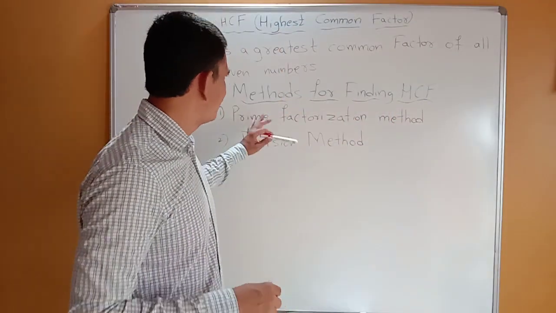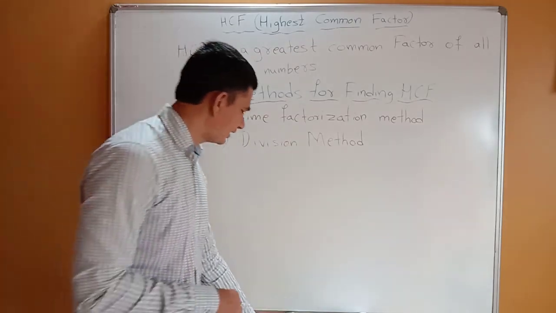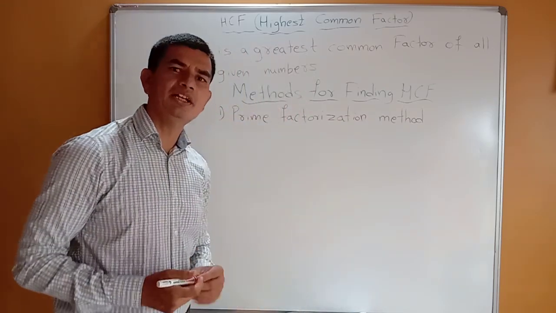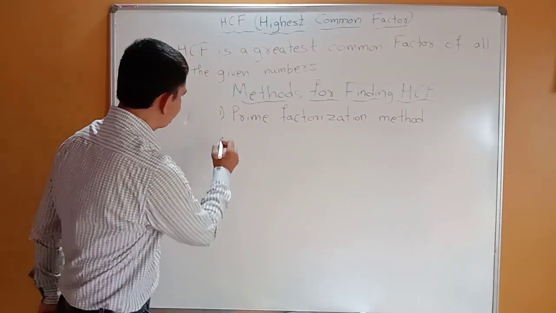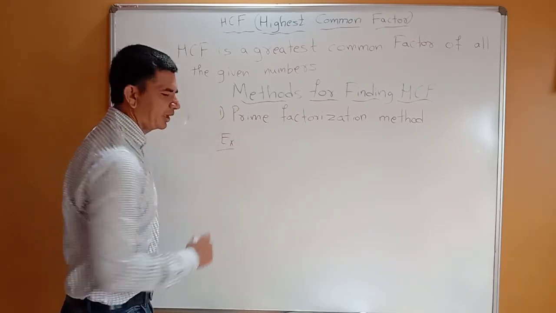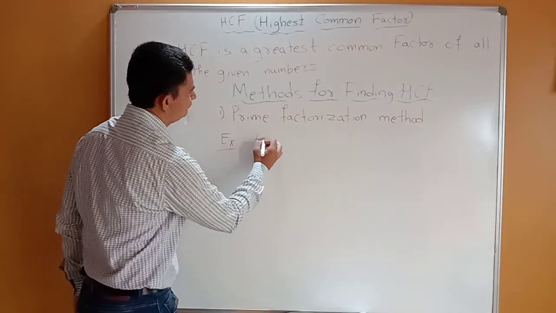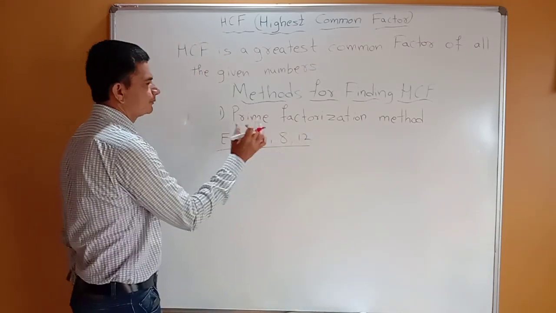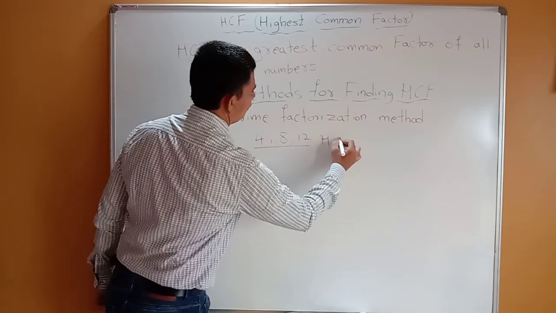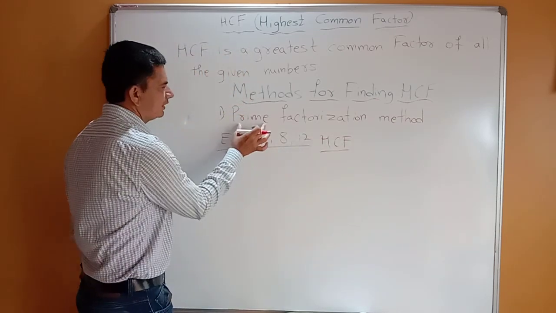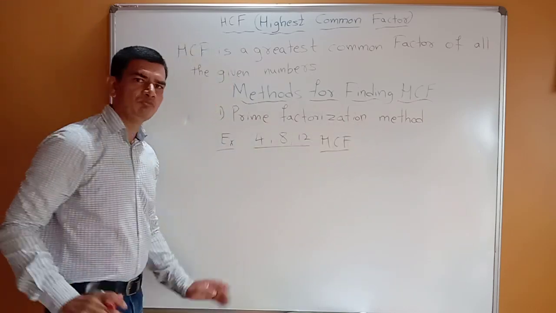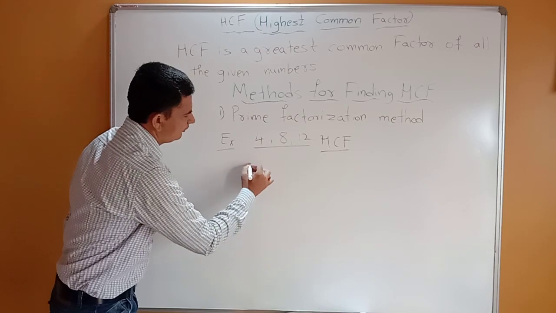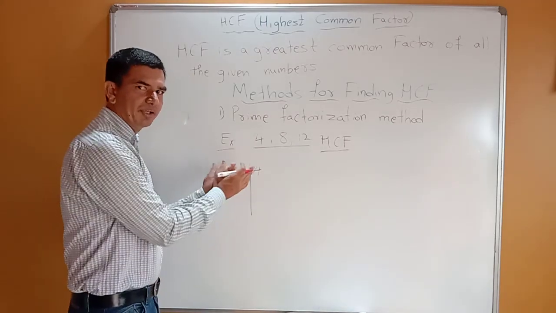So, first we will see the prime factorization method. In the prime factorization method, how can we find the HCF? Let us take one example here: 4, 8 and 12. We have to find the HCF of 4, 8 and 12 with the prime factorization method. We have to find the prime factors of the numbers separately.